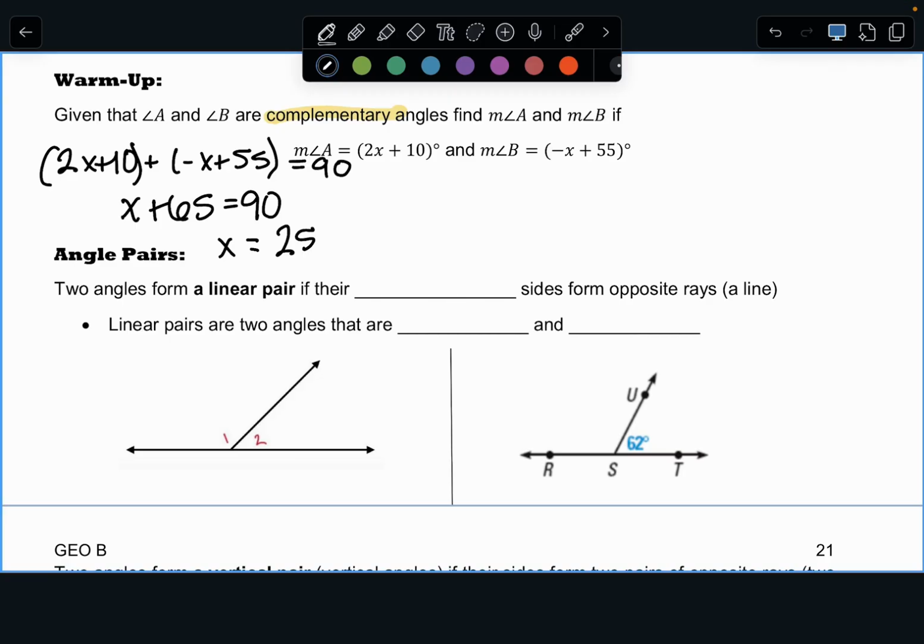That's what x equals. Was the question asking us to find x? No, it's asking to find A and B. Give us a measure. So what should I do with that x value if I want to find the measure of angle A? Plug it in. The measure of angle A is equal to 2x, so 2 times 25 plus 10. So we end up getting the measure of angle A is 50 plus 10, so 60.